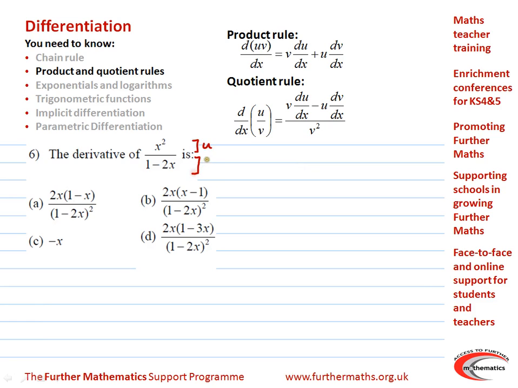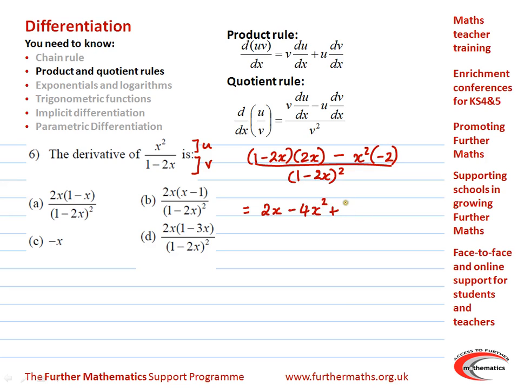Numerator is u, denominator is v, and here we go, applying the formula as it comes in. So we start with v du/dx, and we subtract u, that's the x^2, dv/dx, so differentiate the denominator and you just get -2, and that all goes over v^2, (1-2x)^2. We can simplify that down, expand the brackets on the top line there, and I get 2x-4x^2, minus -4x^2 plus 4x.